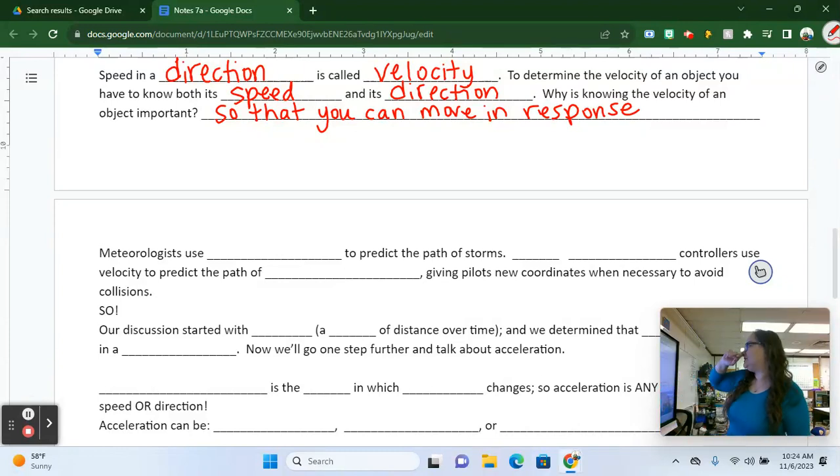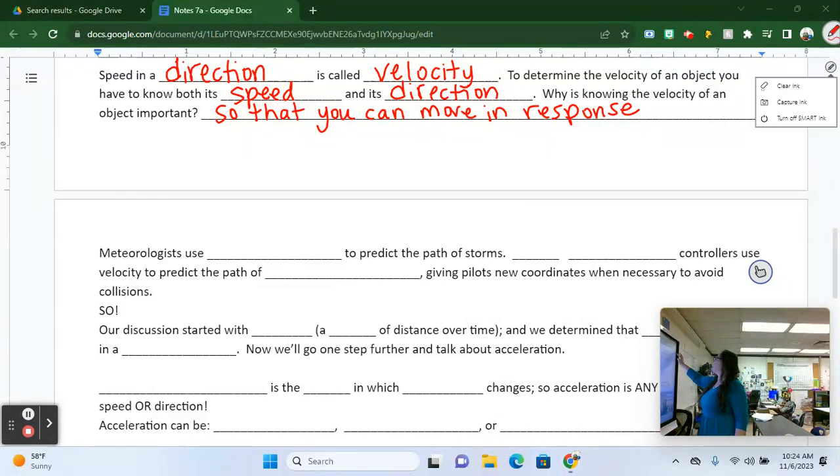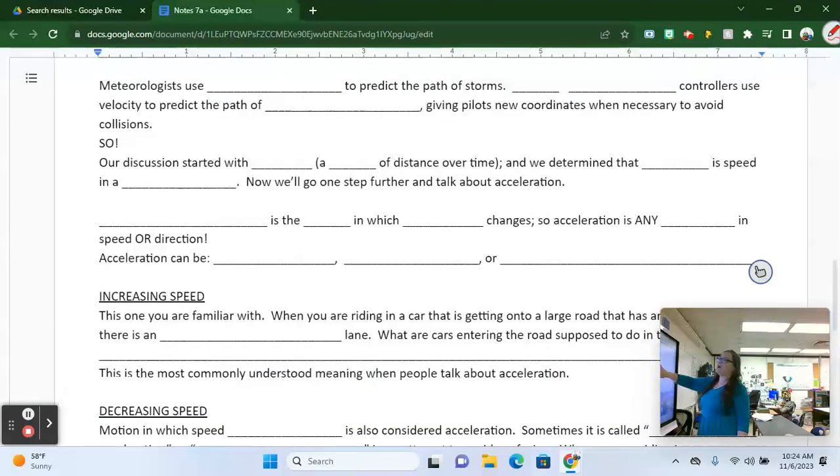All right, pause it if you need to. I'm clearing it. Meteorologists.